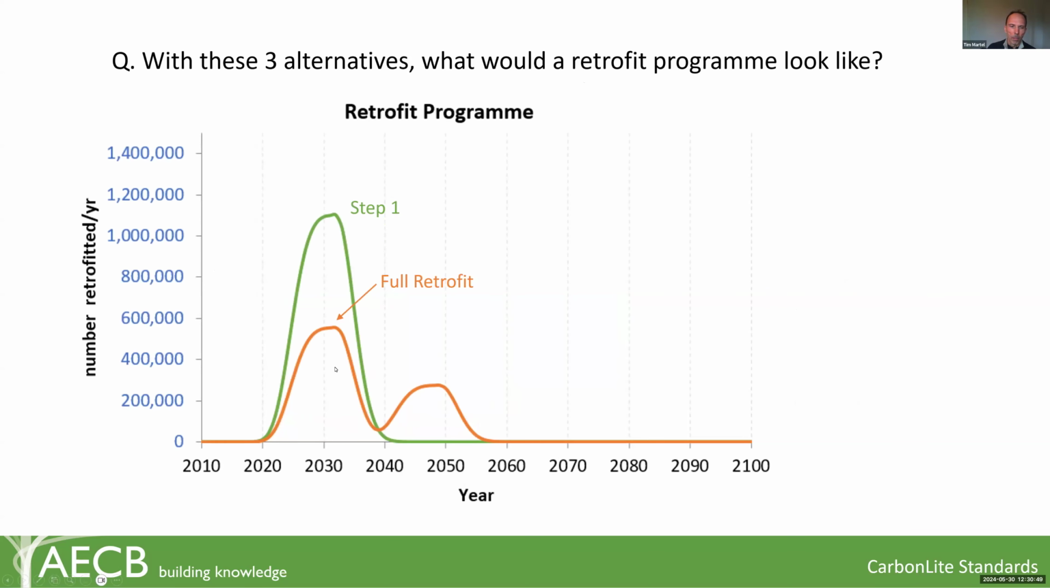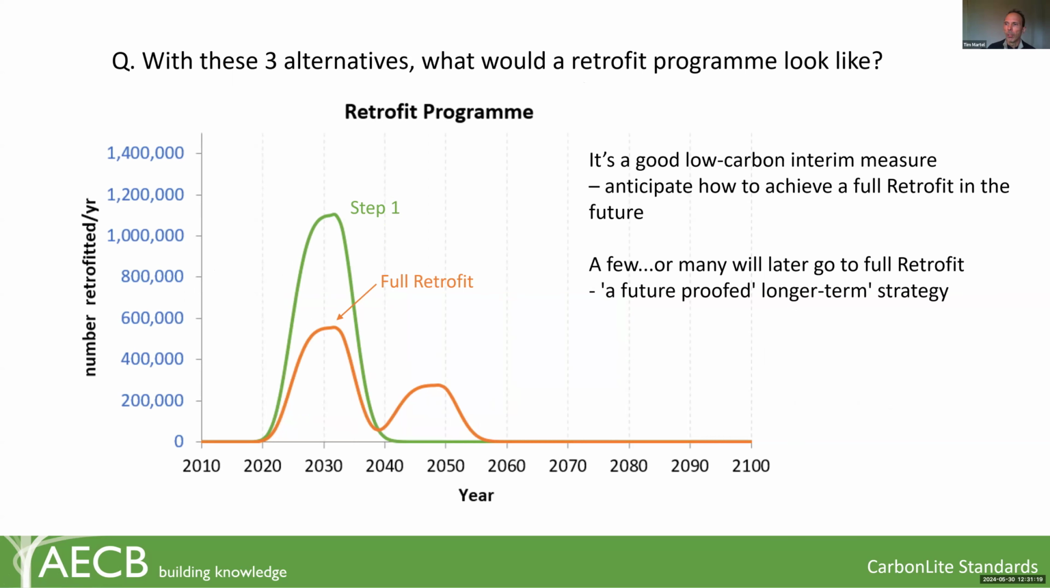And here's an idea of how that could work in practice. We thought that a step one could be adopted quite quickly, and some people might go for a full retrofit straight away. Other people may wait and just do the step one, and then later on, this second peak would be the people who initially did a step one carrying on and doing a full retrofit later, when the heat pump was up for renewal.